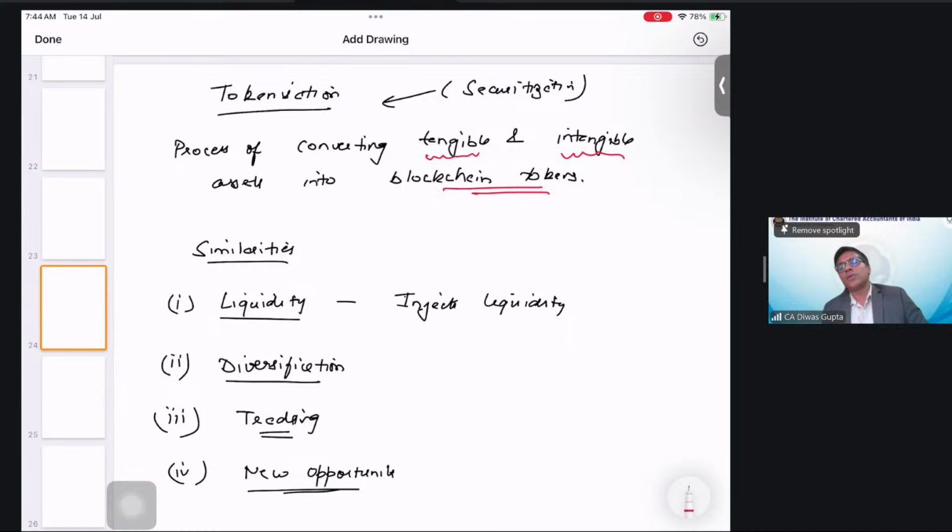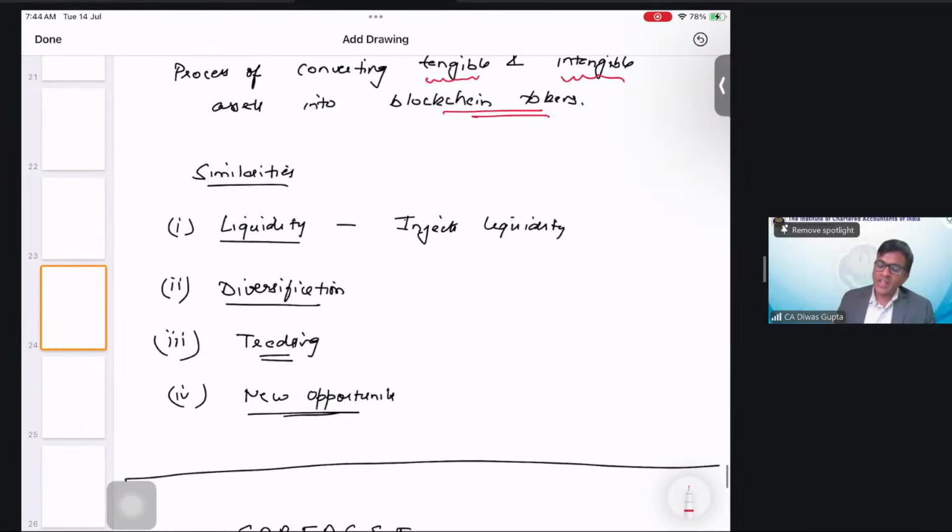Okay. So let's imagine that there is an intangible asset in the form of art or craft or a beautiful painting, right? Now if that needs to be bought and sold in the physical market, again the access related issues remain. So what happens is that the piece of art gets converted into blockchain tokens, and those can be bought or sold easily with the help of blockchain technology.